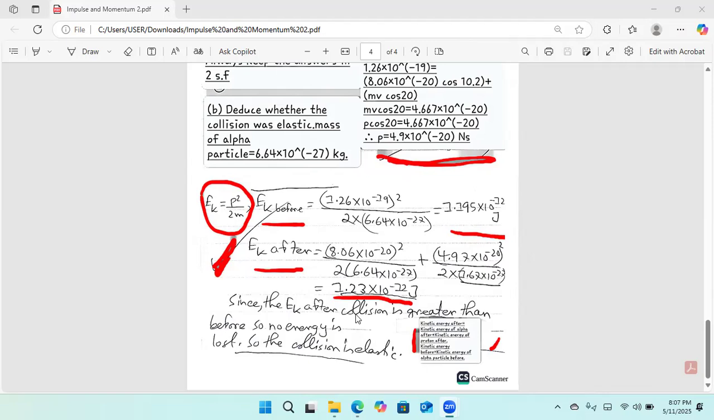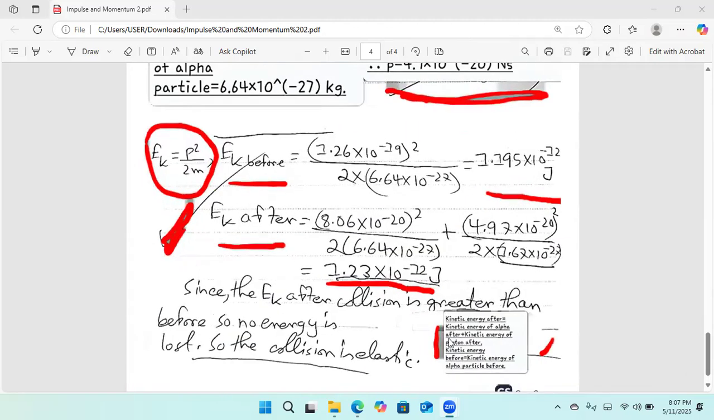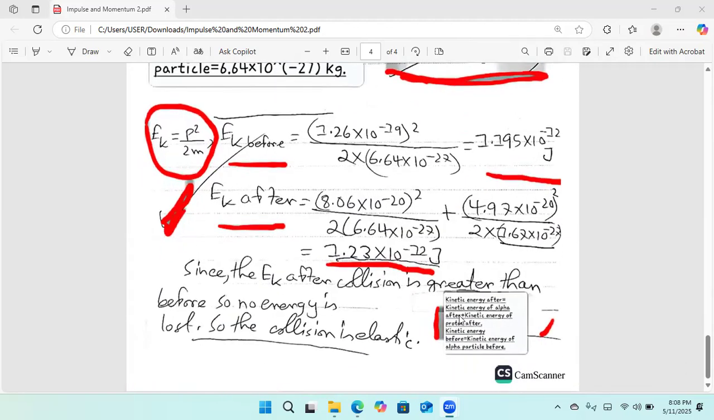Since the kinetic energy after collision is greater than before, no energy is lost, so the collision is elastic. Kinetic energy after equals kinetic energy of the alpha particle after plus kinetic energy of the proton after. Kinetic energy before equals kinetic energy of the alpha particle before.